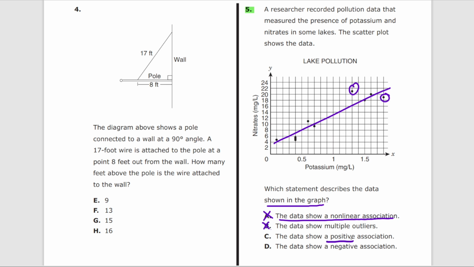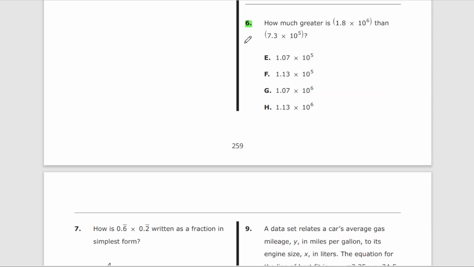C, the data show positive association. Yes, it does, so maybe that's the right answer. D, the data show negative association. No, negative would be like this, right? So it doesn't. So chances are the answer is C again. With these problems, you don't know for sure if you're going to get it right or wrong, so it's kind of a guessing game. The next problem.